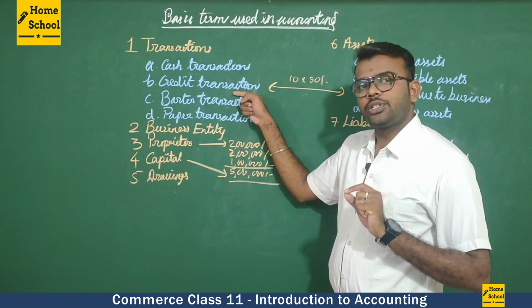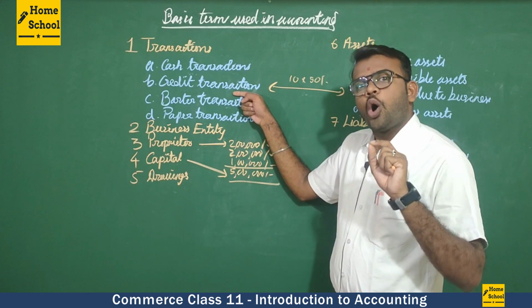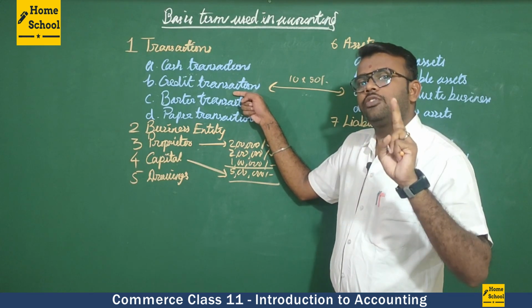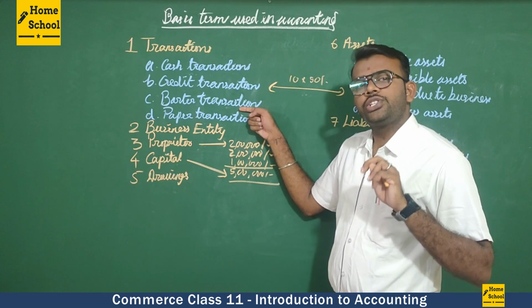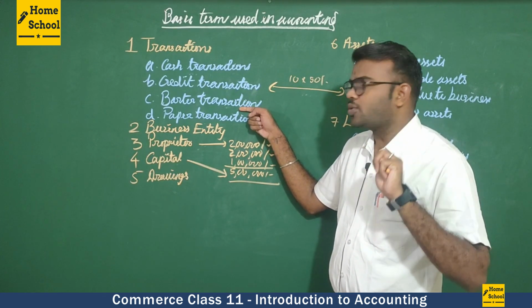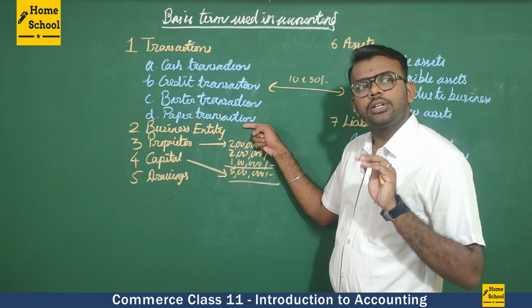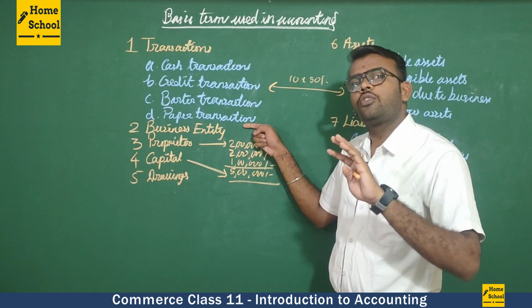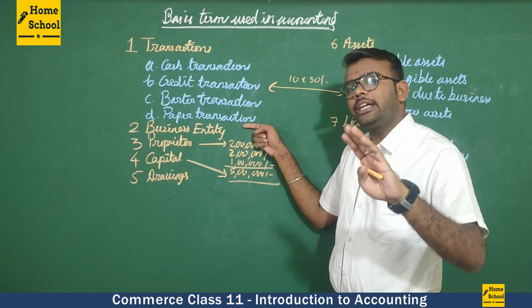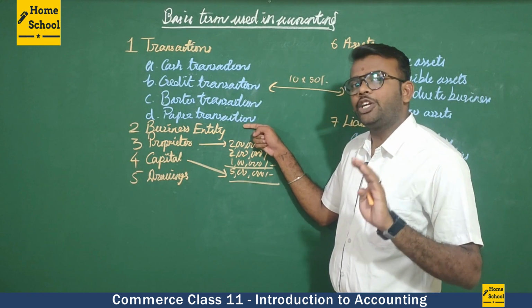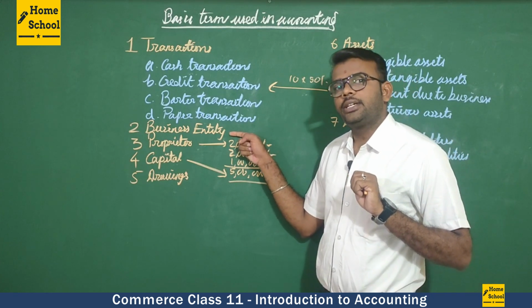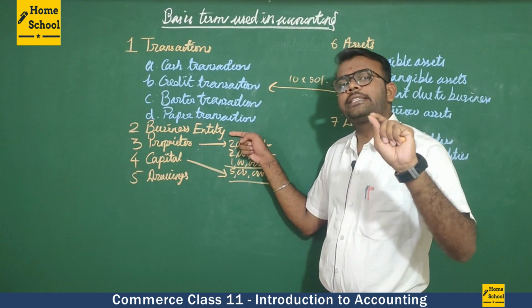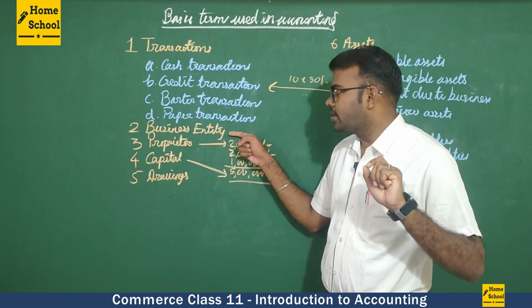In the credit transaction, the receipt or payment of cash is happening on a future date. Barter transaction, here we are exchanging one good for another good. Paper transaction, here there will be no question of cash, but that type of transaction we are entering into the books of accounts. Then business entity. So business entity is the existence of the business.